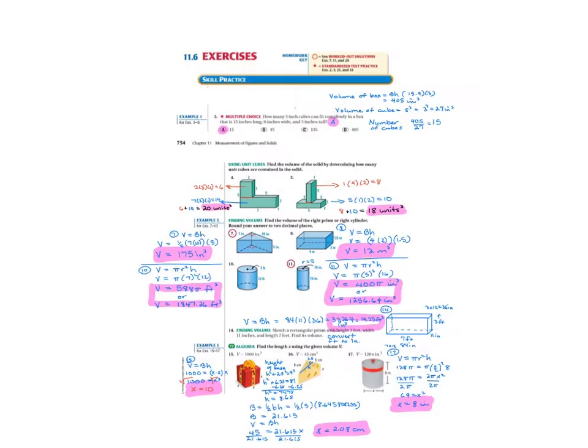All right. Now let's go through the homework. Now I'm going to zoom in on each one so you can see the answer and how I worked it out.